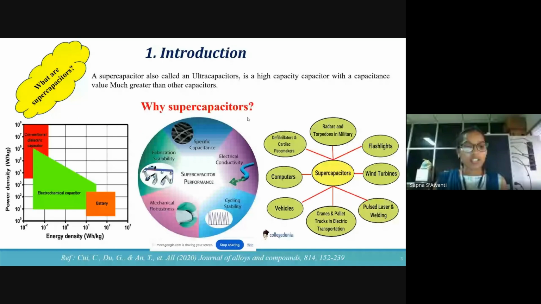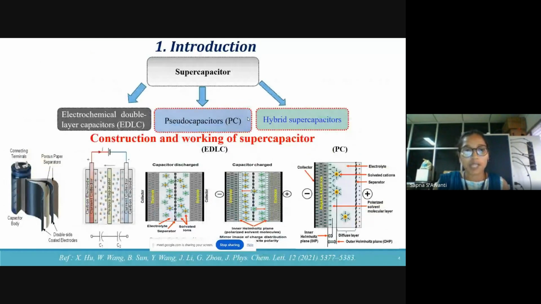But in general, we need to have both together. A supercapacitor provides both good energy density and power density. In supercapacitor performance, we have high specific capacity, electrical conductivity, superior cycle stability, mechanical robustness, and fabrication scalability. And we are using supercapacitors in various applications such as flashlights, wind turbines, vehicles, computers, and others. On the basis of charge storage mechanism, supercapacitors are divided into three types: electrochemical double layer supercapacitor, pseudocapacitor, and hybrid capacitor.